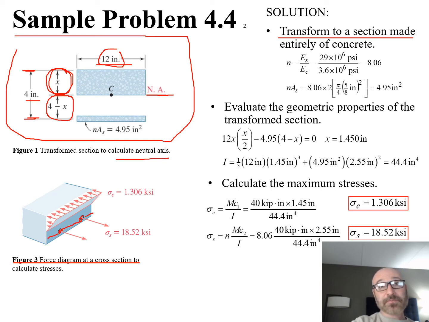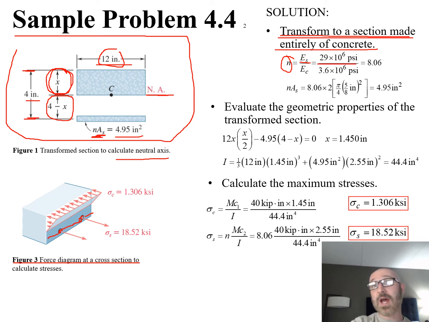Now, in order to find out what this is down here for the area, this is going to be our N, which is that ratio of the modulus of elasticity between the steel and the concrete, times the area of the steel. That's the cross-section of the steel. And remember, it's 2 rebar that we're dealing with. So in order to get this value, we'll come over to the right, transforming this to a section made entirely of concrete. We're going to need that N value, the ratio of modulus of elasticity: E of the steel over E of the concrete. Those are both given to us in the problem statement.